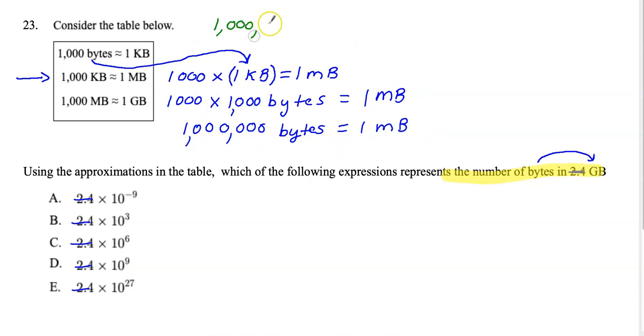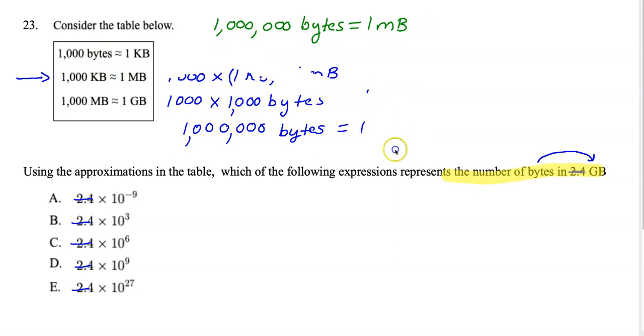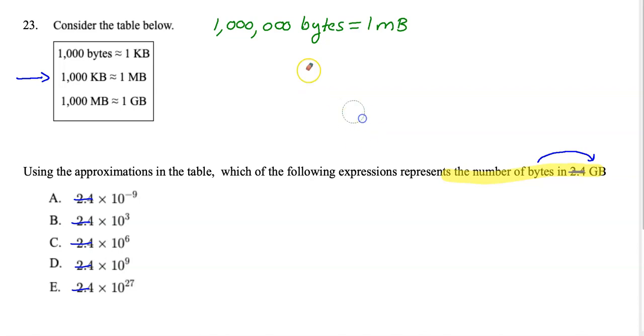So we have the conversion 1 million bytes equals 1 megabyte. So I just rewrote this up here. Let me erase this. And what I'm going to do is the following. I'm now going to go to this piece right here. I'm just going to give myself a little more room. And I'm going to rewrite this as 1,000 times 1 megabyte.